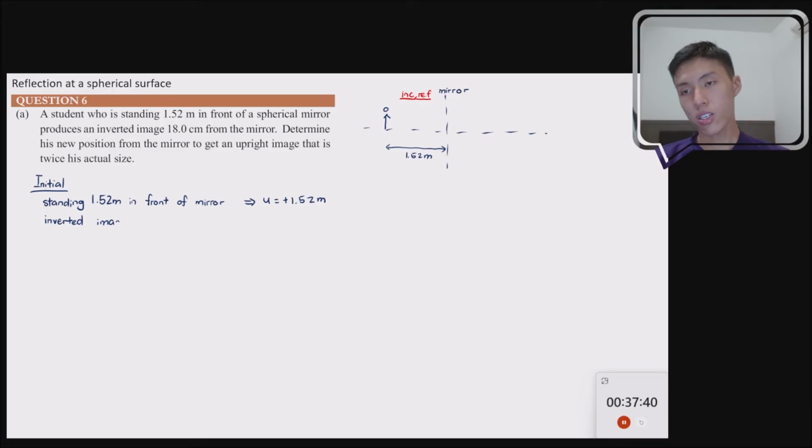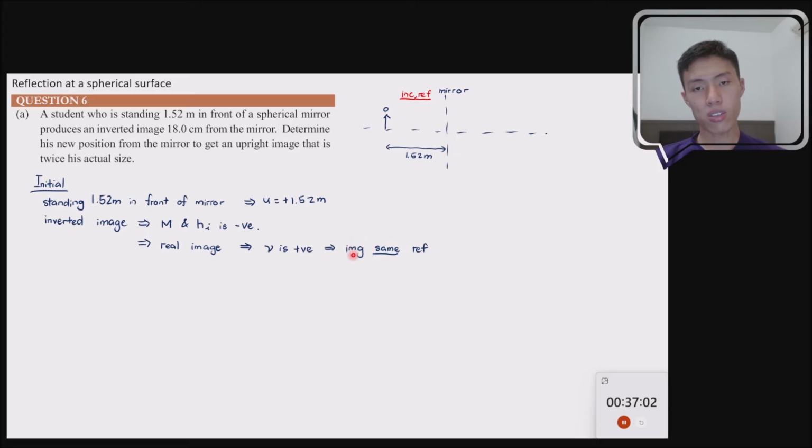Okay, inverted image. The first thing you can think of is, if it's inverted, you know that the M and your HI is negative. This is what you learned in class. At the same time, you know that an inverted image means it's real, because real pairs with inverted, upright pairs with virtual. So if it's a real image, you know that your V is positive. So if V is positive, it means the image is on the same side as the reflected ray.